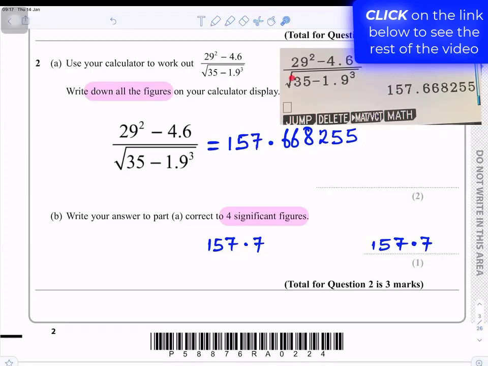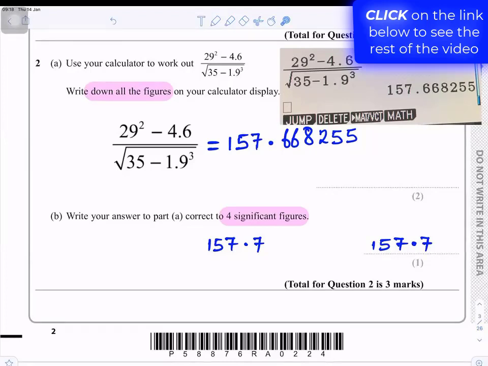And to get the square root sign on the calculator, you have to press shift to get that square root sign to put in the denominator. And when you do that, you will get the answer to be 157.668255.